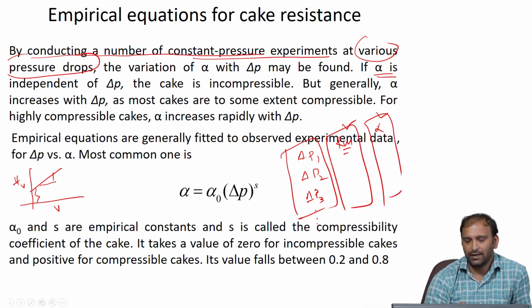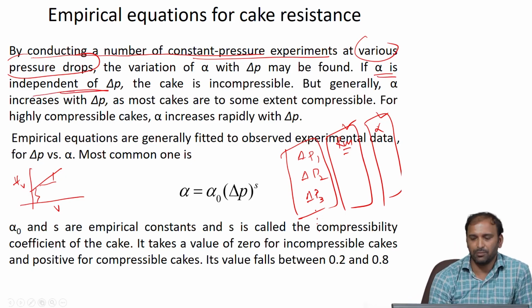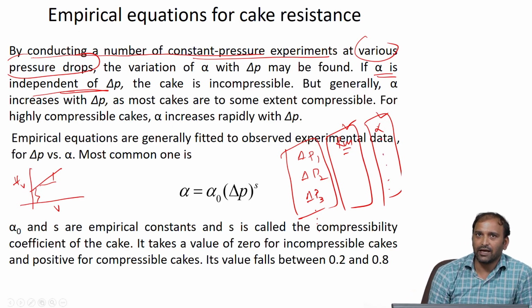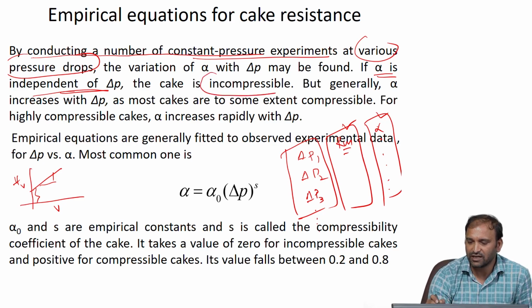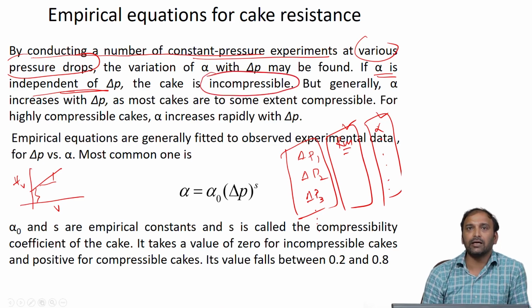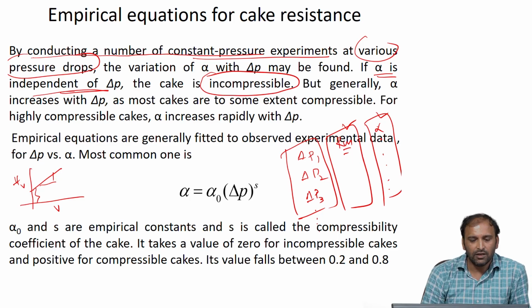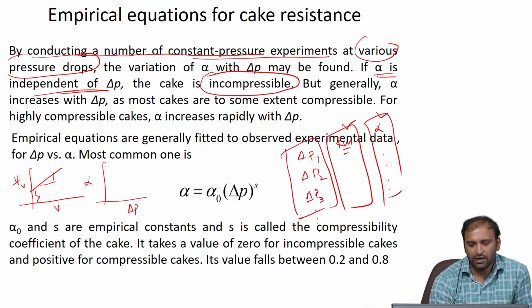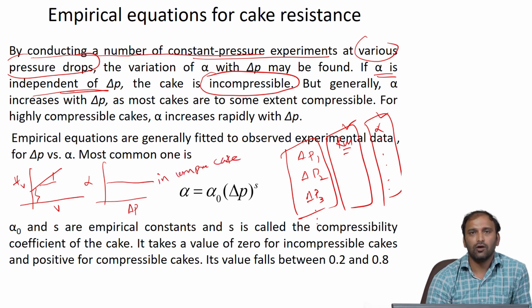Therefore for a set of delta P conditions I can calculate alpha and Rm. If alpha is independent of pressure drop, that means no matter what the pressure drop that is maintained, if alpha remains constant, then I can say that the cake that is formed is incompressible. That means if I were to plot alpha versus delta p, if it remains constant, it is an incompressible cake. Okay. However, that need not be the case.